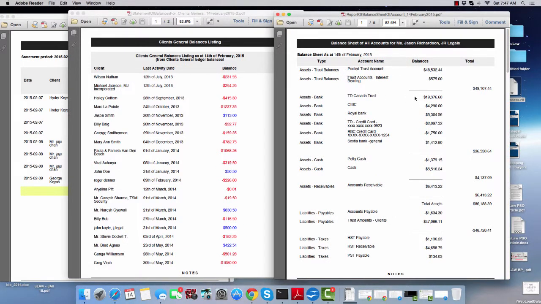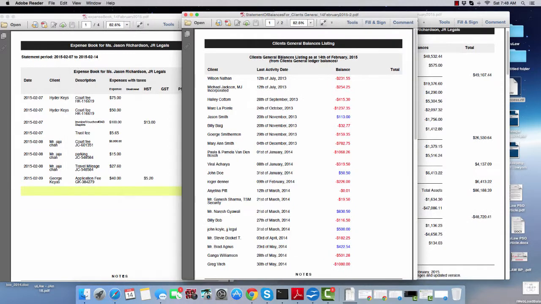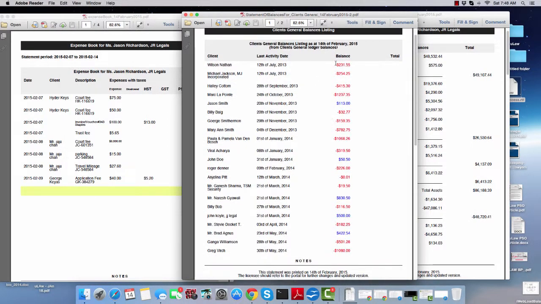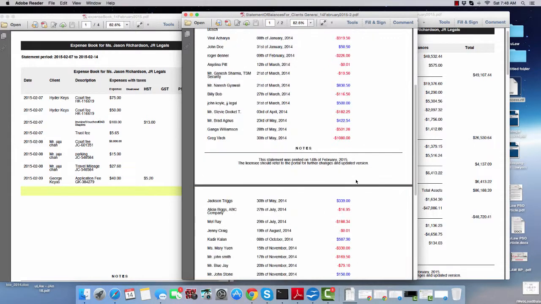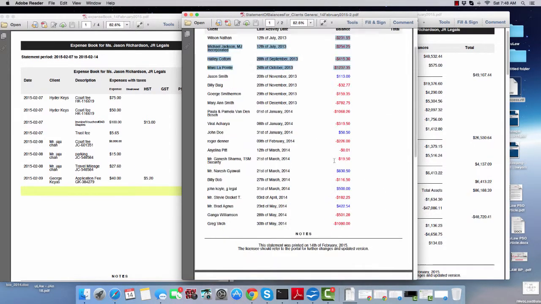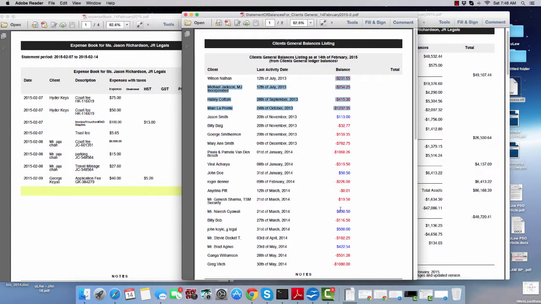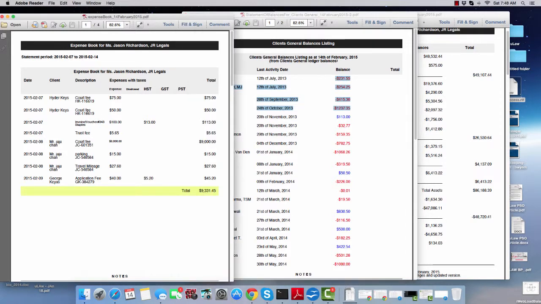In the balance sheet, there are very important things that you want to make sure of. What do you want to make sure? That the balance on your pool trust account, your interest-bearing account, and your assets are exactly what you think they should be. Then on your general balance, these are all the people who haven't paid. You want to make sure you're comfortable with that list, that this is the owing list. And the last one is your expense sheet.